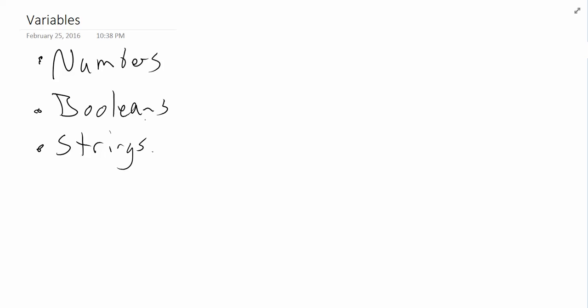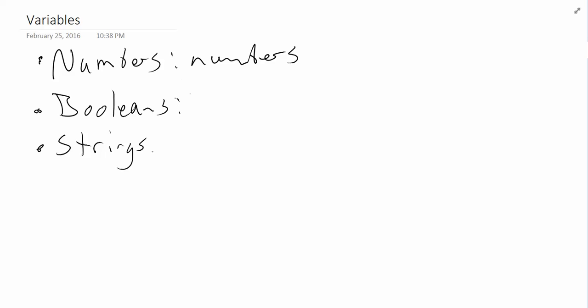Numbers are the most obvious. These are numbers that could be whole numbers, they could be decimal numbers, they could be positive numbers, and they could be negative numbers. They're just numbers. They're typically used in things like calculations, of course, tracking scores, that kind of stuff. They're going to be one of the most used data types. So these are just numbers.